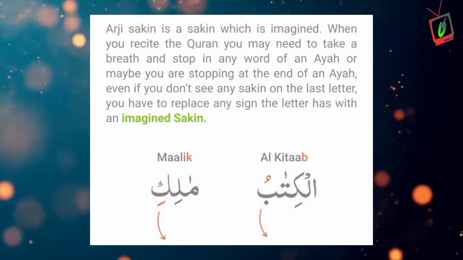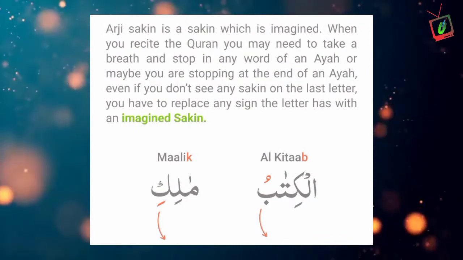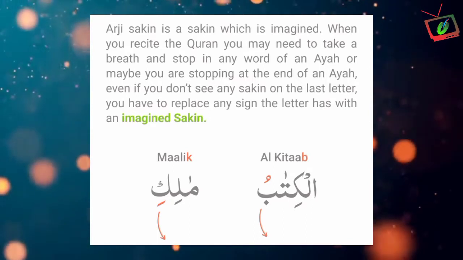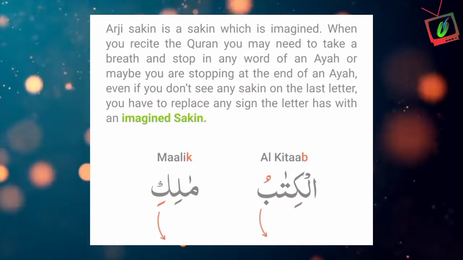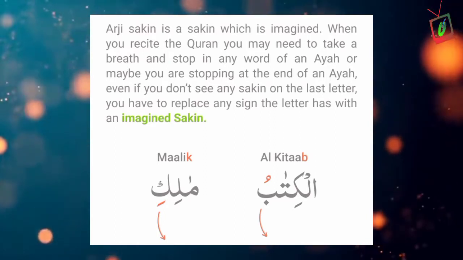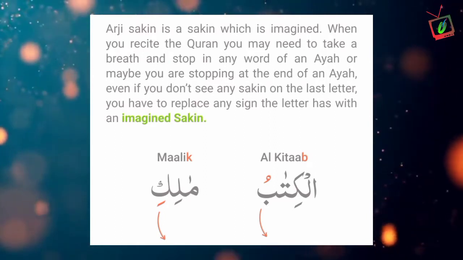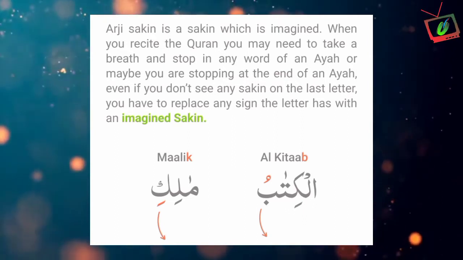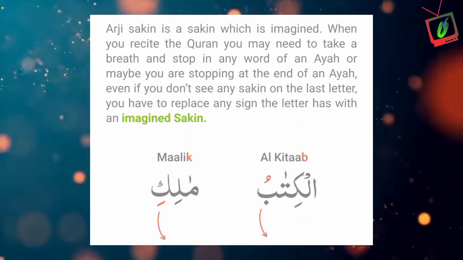Arji Sakin is a sakin which is imagined. When you recite the Qur'an, you may need to take a breath and stop in any word of an ayah, or maybe you are stopping at the end of an ayah. Even if you don't see any sakin on the last letter, you may have to replace any sign the letter has with an imagined sakin.